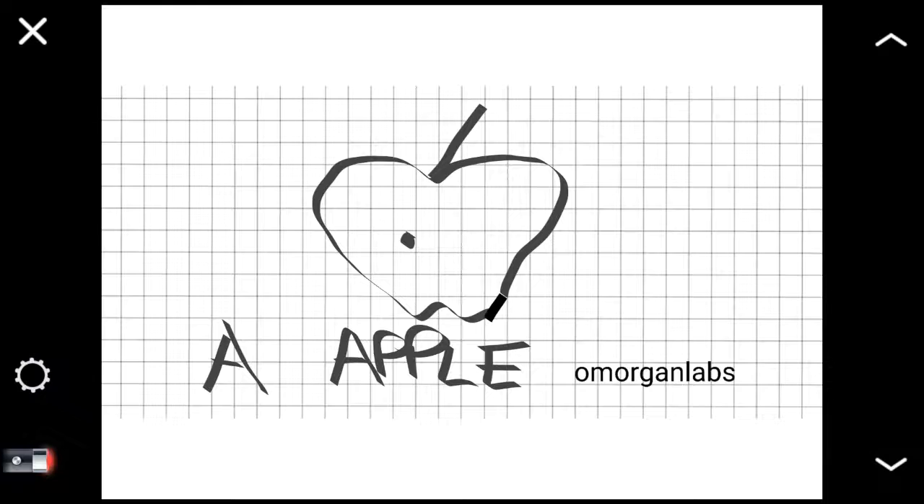Hey, Apple. Picture an apple. The seed is dot, and then dash is the stem. Dot, dash, or dit, da. The dashes are da, dots are dit. Dit, da.